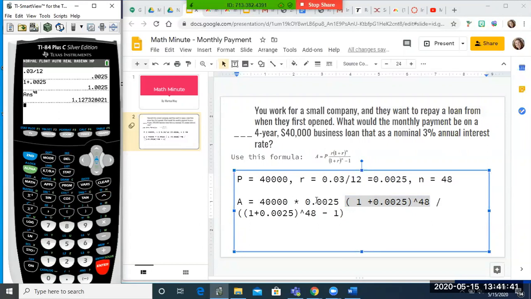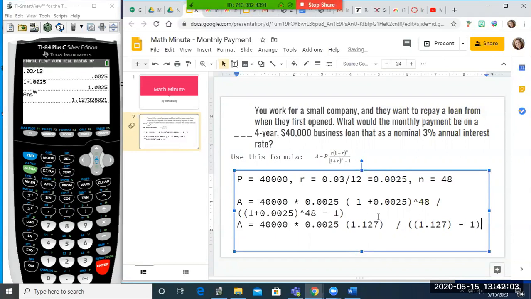You're probably going to have to do a little bit of rounding here, and that's okay. I probably would round to about 2 decimal places, maybe 3. And I'm going to replace that parentheses with my answer I got from my calculator. Now remember, we've got it again in the denominator, so I'm going to go ahead and put it as well. And then my next piece I'm going to calculate is this 1.127 minus 1. We'll calculate that.